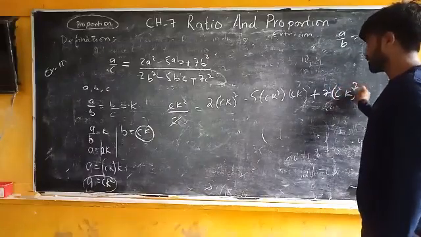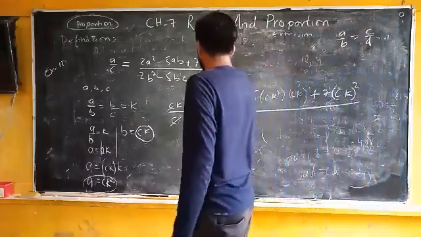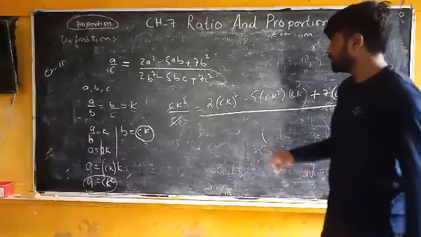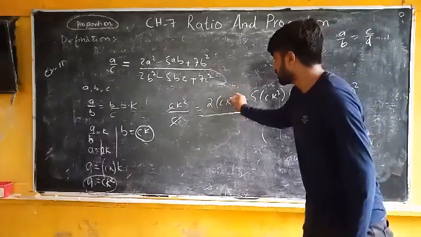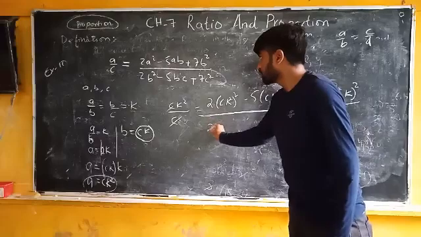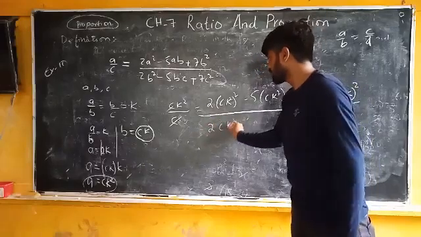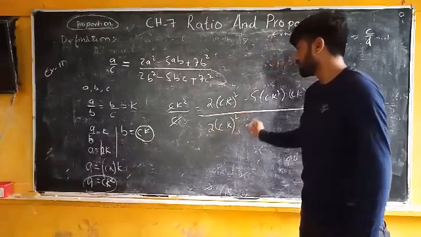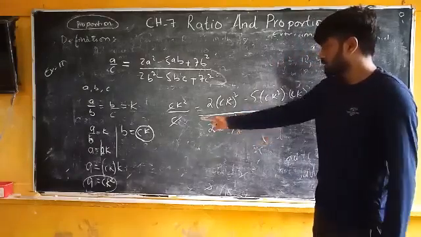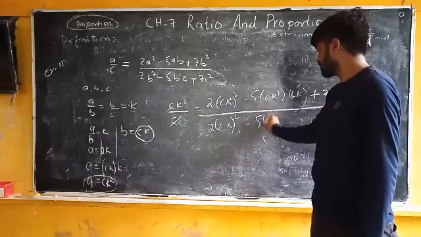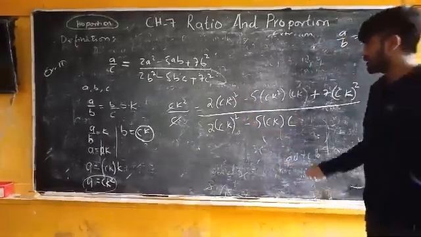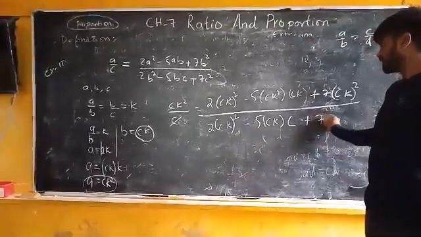स्क्वायर B अपॉन 5 और 2B की वैल्यू कितने? CK. If you see all square minus 5BC. BC कितना है यहाँ पे? If you see B is CK and C is C. C is nothing, okay? And then plus 7C square.